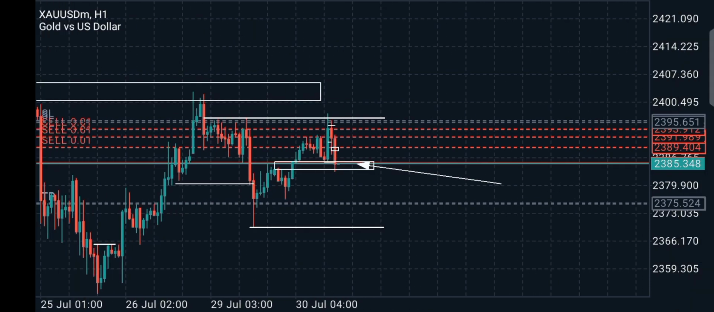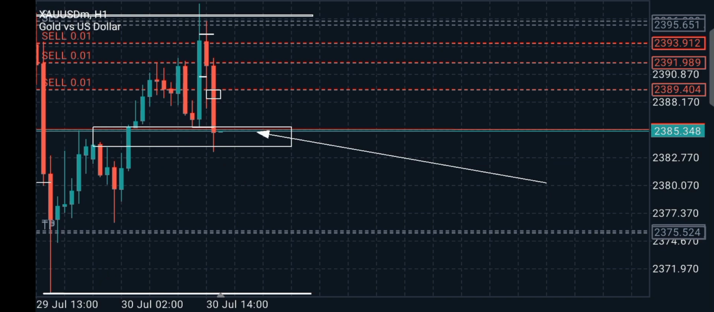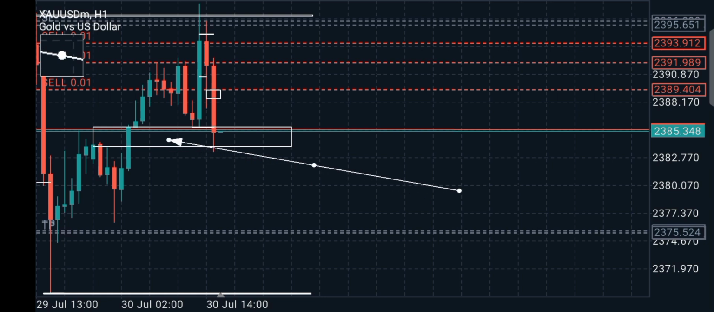On the 1 hour, we can see how price is trading inside this imbalance. From what I'm looking at here, I will close this trade right now, because if you see this imbalance, it has been filled. Price did not close with its body inside this whole box here, inside this imbalance.